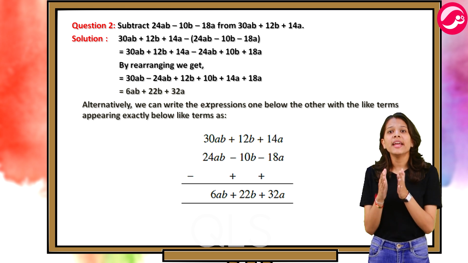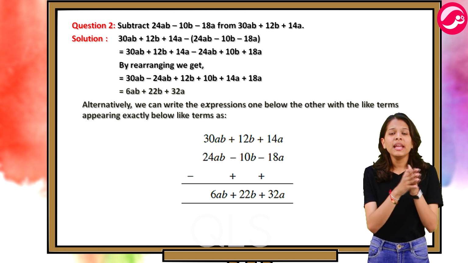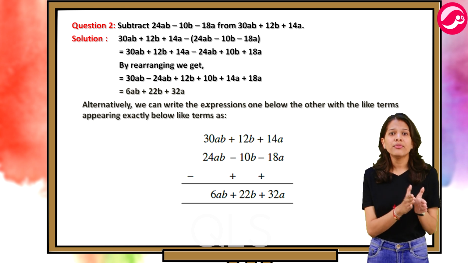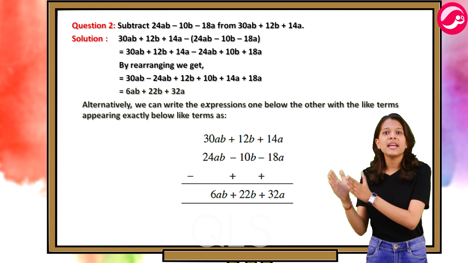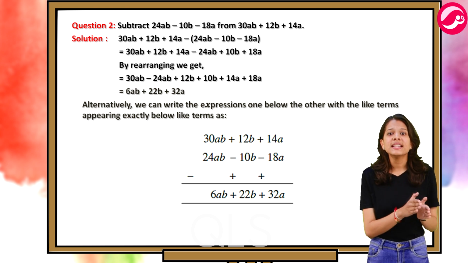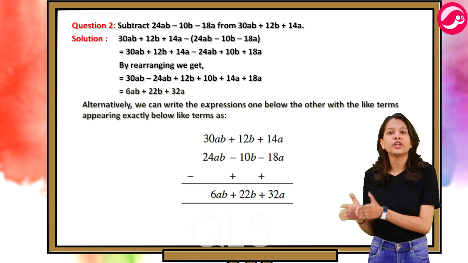Alternatively, we can write the expressions one below the other with the like terms appearing exactly below the like terms, as 30ab plus 12b plus 14a, and below it comes 24ab minus 10b minus 18a. Then by subtracting these two expressions, we get 6ab plus 22b plus 32a.